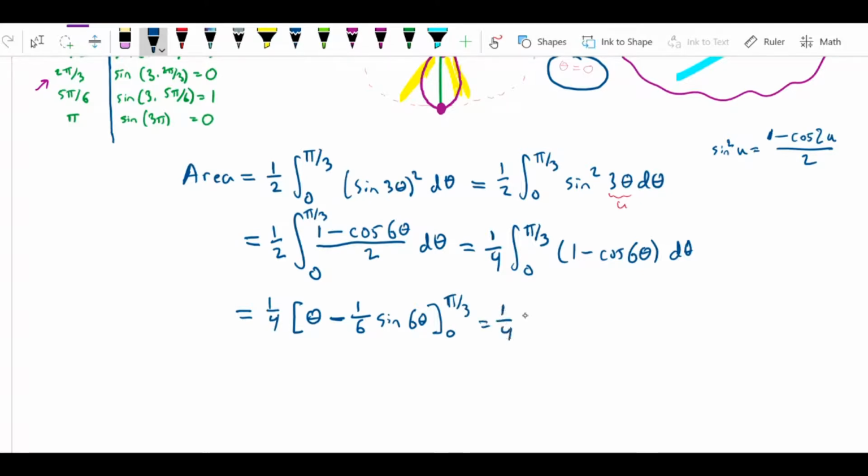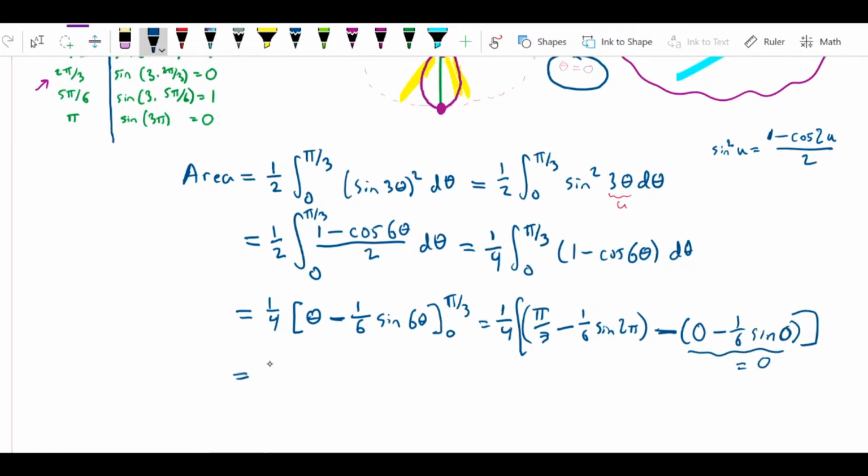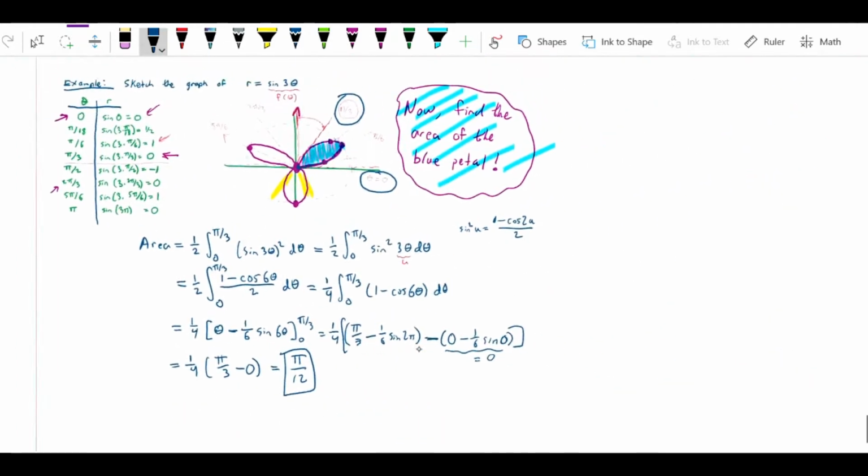So this is going to be 1/4 times pi over 3 minus 1/6 of sine 6 theta. If theta is pi over 3, sine 6 theta gives 6 pi over 3, or 2 pi. So that's going to be 1/6 sine of 2 pi, and let me put the 1/4 outside like that. Then minus, we plug in 0, we get 0 minus 1/6 of sine 0. We can easily see that this whole thing is just equal to 0. So the answer is going to be 1/4 times pi over 3, and sine of 2 pi is 0, so that's minus 0, and what we have is pi over 12. So that's the area of one petal.